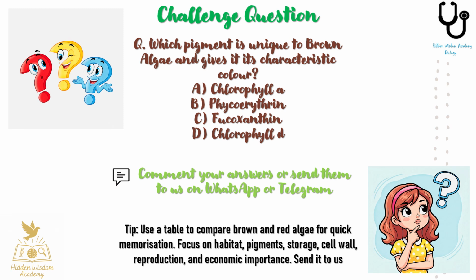Here's your challenge question for today. Which pigment is unique to brown algae and gives it its characteristic color? Is it option A, chlorophyll A? Is it option B, phycoerythrin? Is it option C, fucoxanthin? Or is it option D, chlorophyll D?